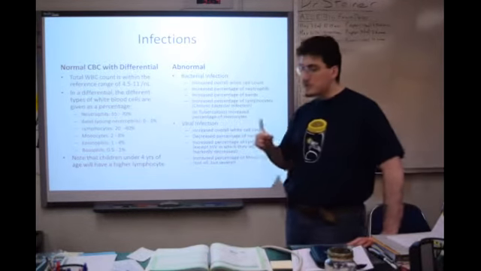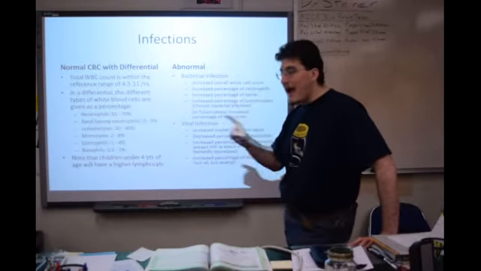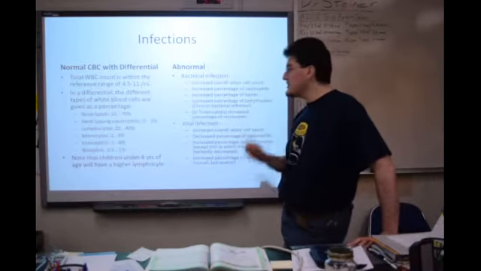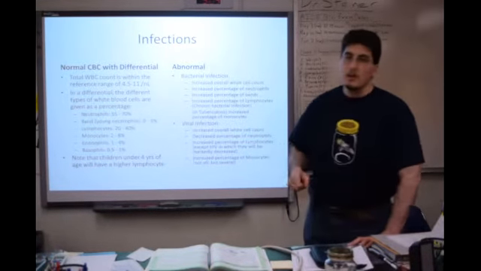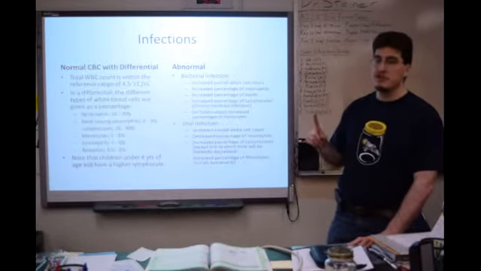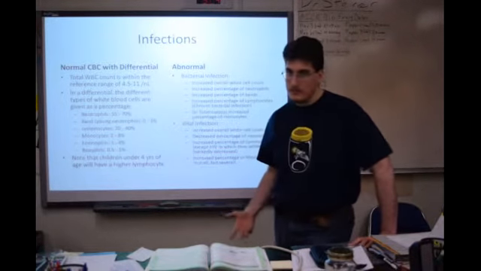In tuberculosis specifically, because tuberculosis kills macrophages, and macrophages are matured monocytes, your monocytes will increase in percentage in the circulating blood. You will experience monocytosis.